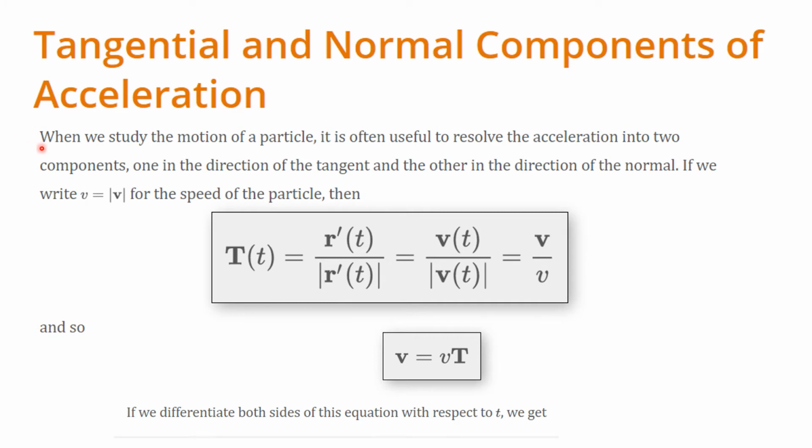When we study the motion of particles, it's often useful to resolve the acceleration into two components, one in the direction of the tangent and the other in the direction of the normal. These are perpendicular, and we've done this before, resolving things into components.